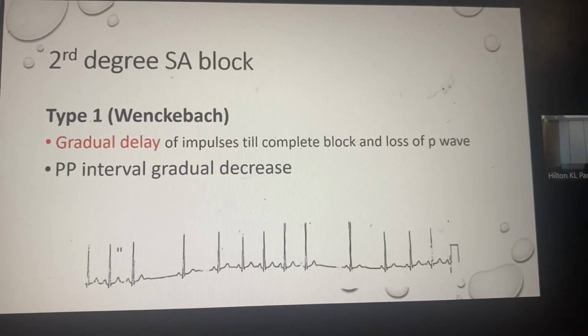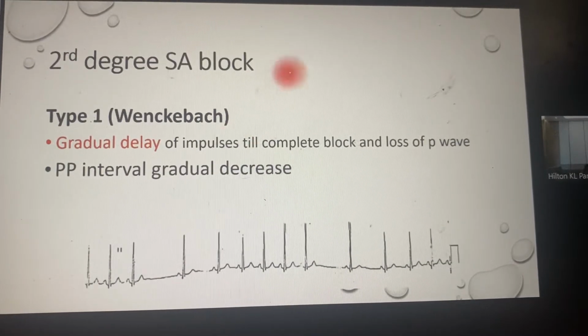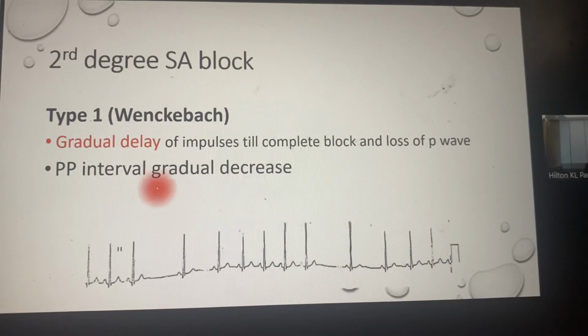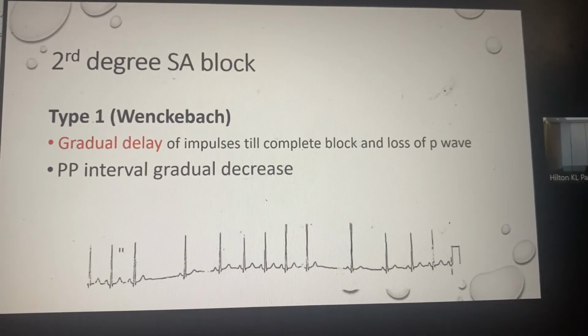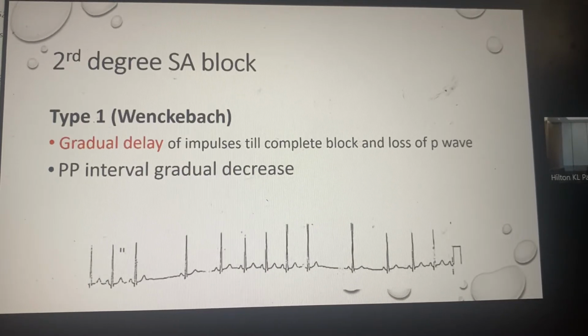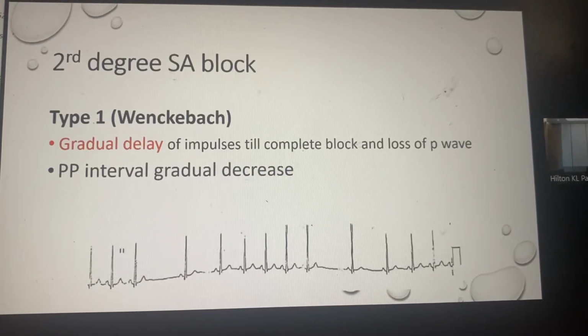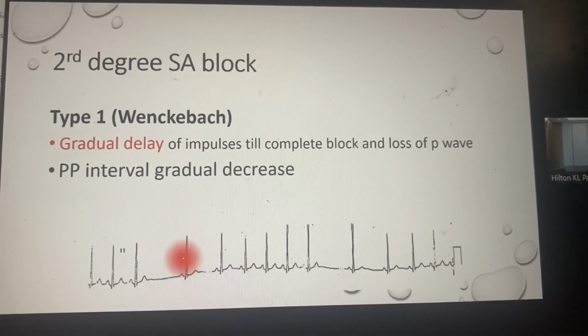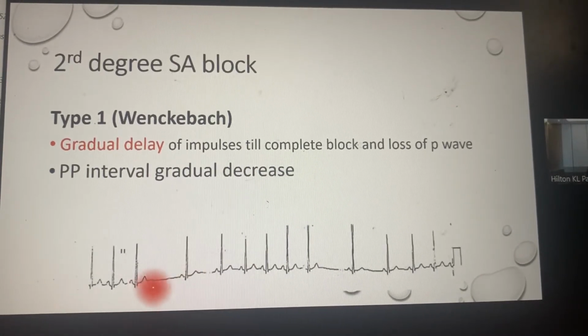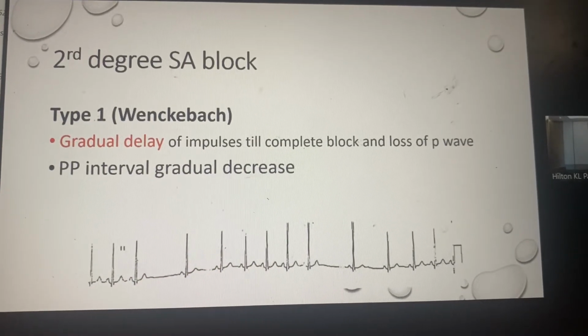For second degree, there are type 1 and type 2. Type 1 is Wenckebach: gradual onset of impulse delay, with loss of a P wave. The difference between second degree SA block and second degree AV block Wenckebach is looking at the PR. For SA block, the PR will remain constant. However, in AV block, the PR will prolong until it drops. But for SA block, the PP interval will gradually decrease, so it will become shorter until it drops.